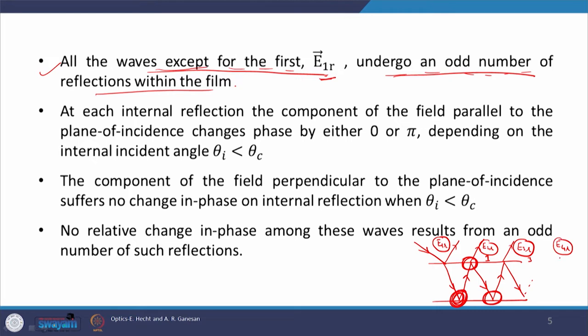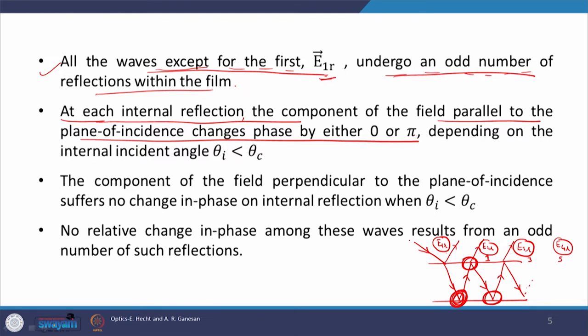E4r undergoes five reflections. You can draw multiple reflections and realize this. Okay, and we see that apart from E1r, all other waves undergo an odd number of reflections. Now at each internal reflection, the component of the field parallel to the plane of incidence changes by either 0 or pi. This is known.